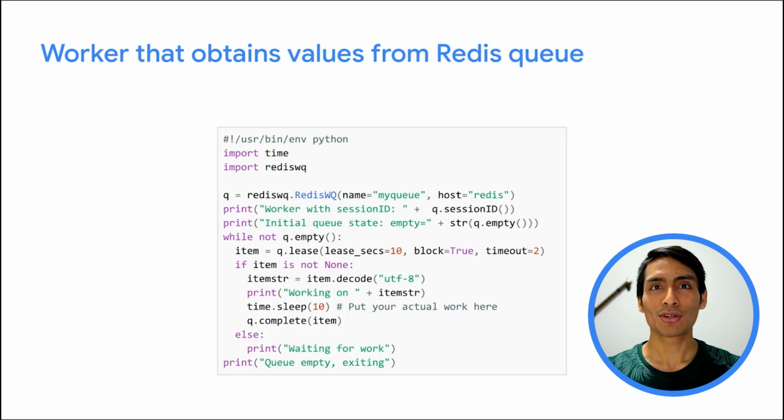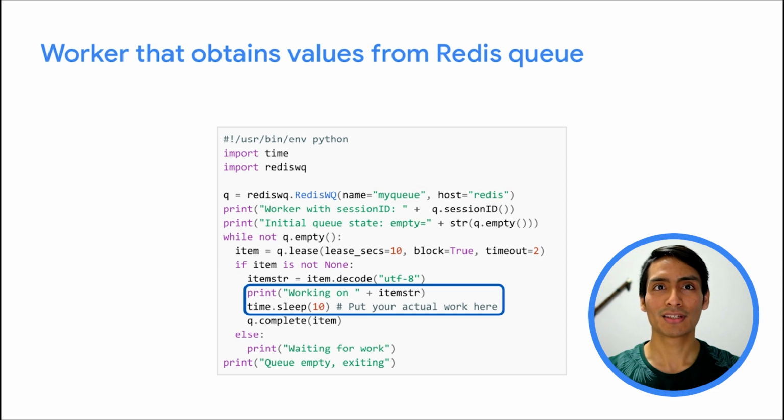Then, you can write a program that obtains work items from the queue and processes them. Here, we have a sample Python program that obtains values from a Redis queue until it is exhausted. You can see that we configured the host name to be the name of the Redis service we saw before, and the queue name to be myQueue. The task in this sample is just to print to the console.